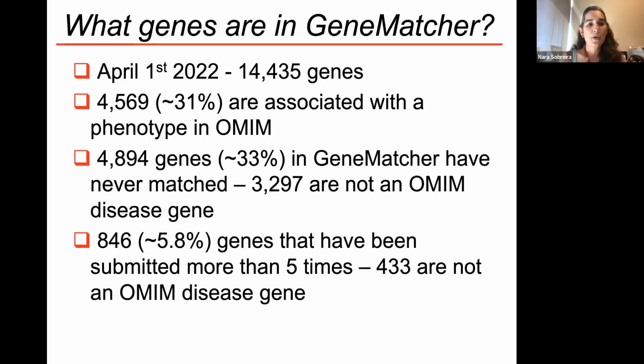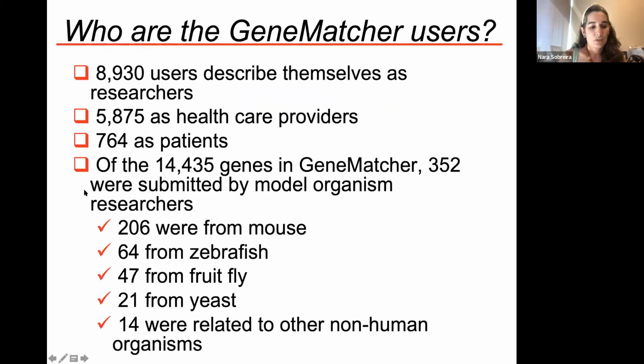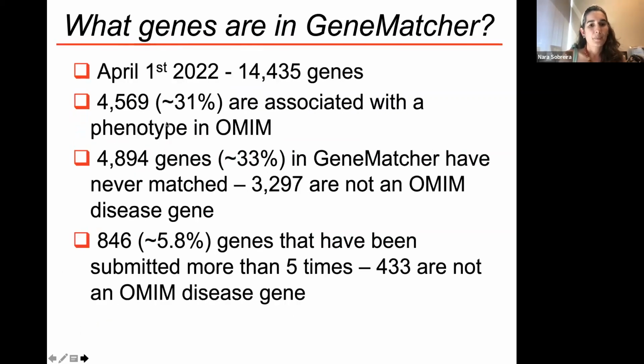And the truth is that among the genes that are in GeneMatcher, 4,500 of them are associated with a phenotype, and 4,894 of them have never matched. So, okay, let me just stop here for a minute. Of these genes, 4,569 of them have a Mendelian phenotype.